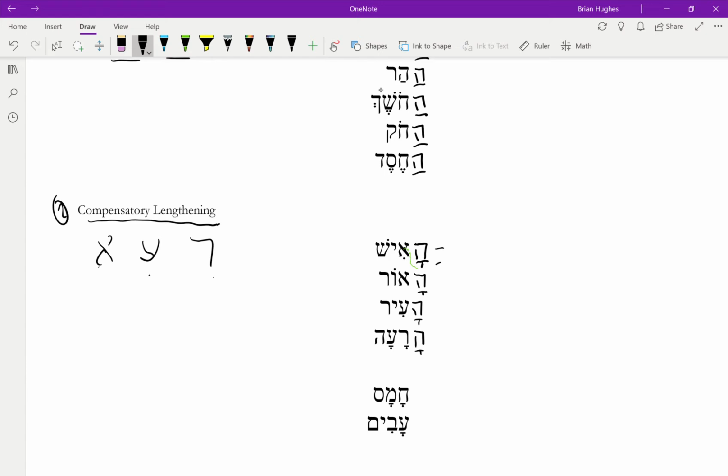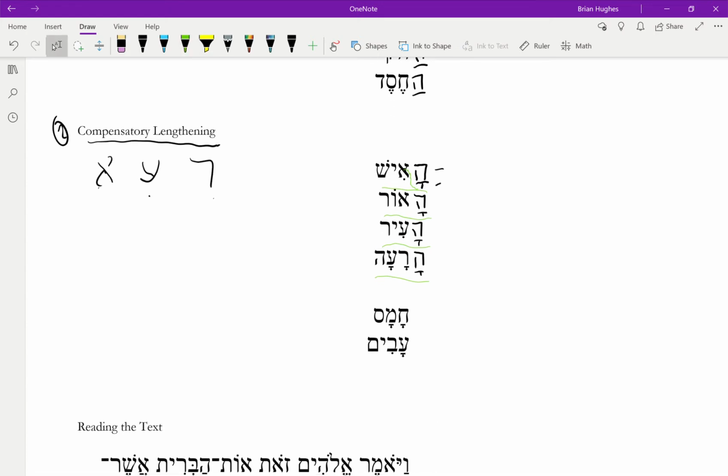So here we have ha'ish, ha'or, ha'ir, hara'ah. And so they sound the same, except we don't get the doubling of the first consonant. Now on page 26, Futato talks about a couple of special circumstances.